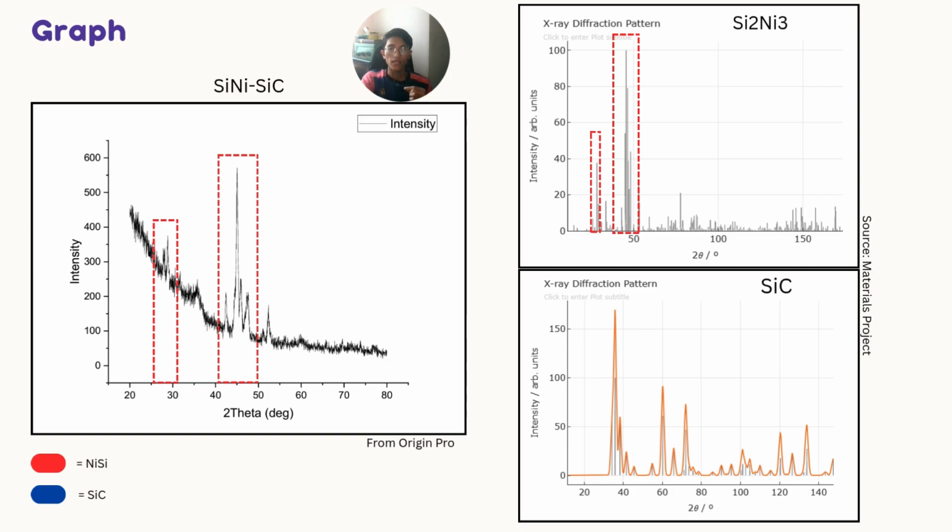Then in the SiC graph, even in our generated graph, there is no significant peak, but maybe because of its core-shell and combined compound, it has a smaller peak. But still we can see some spikes in the graph, and it has a significant area that is shown in the SiC graph from Materials Project.